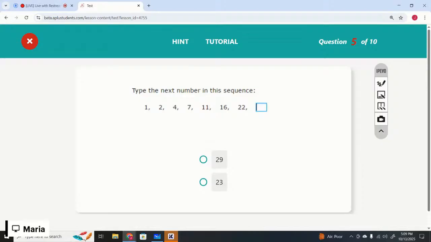Type the next number in the sequence 1, 2, 4, 7, 11, 16, 22. So which is the next number? 29. It is option number 1 is the correct option.